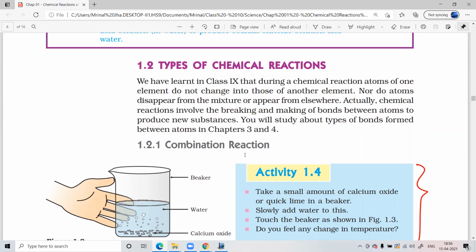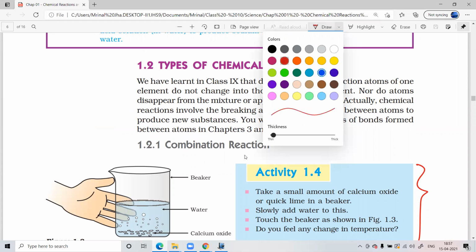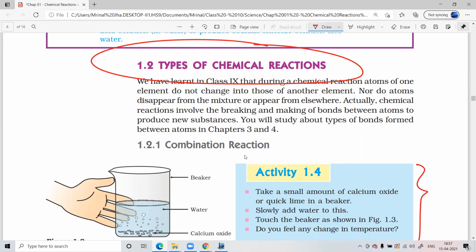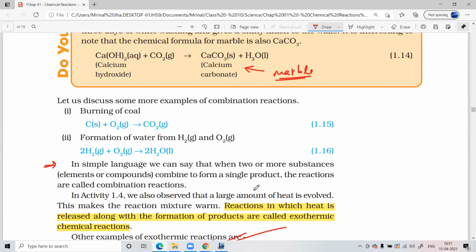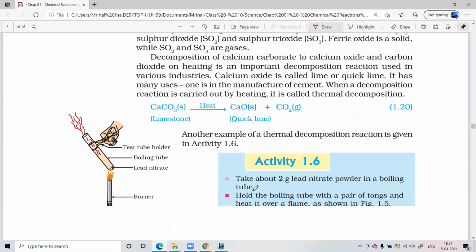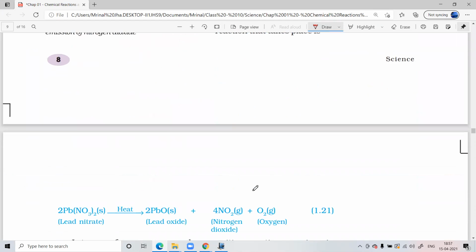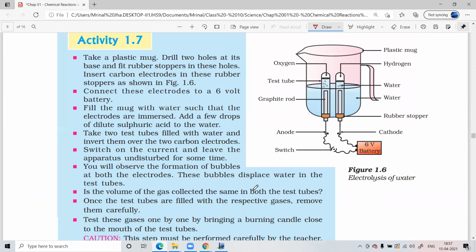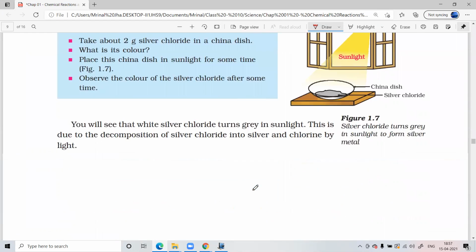This type of chemical reaction I'm not teaching from NCERT. I'm giving you my examples directly from other books. But I want you to go through all these things, combination reaction, decomposition reaction, everything from this book over here, and make sure you understand everything. So we will read this also.